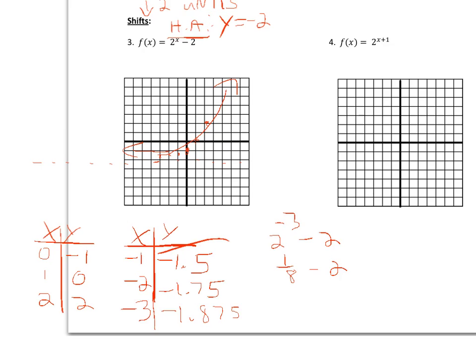So the big thing to remember is the HA, maybe make a note of this here, the HA is only affected by a vertical shift. We'll say affected by a vertical shift. And then number 3, at a vertical shift of down 2, it goes down 2 units, the HA. So recognize the HA first, and then just use an XY chart to plot points, because you're not going to have the graphing calculator.